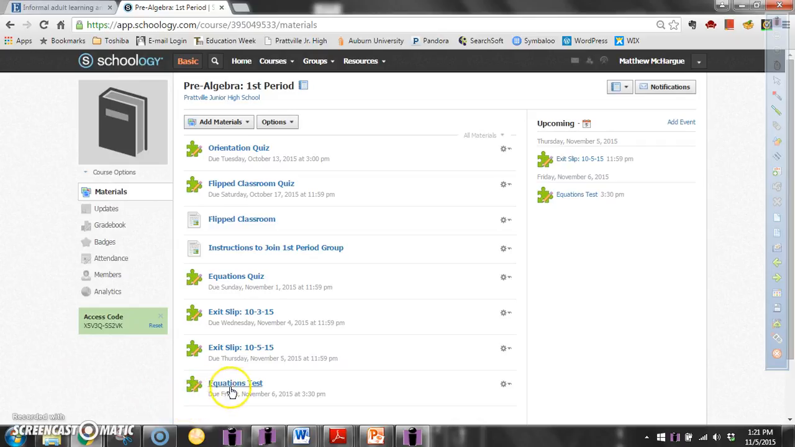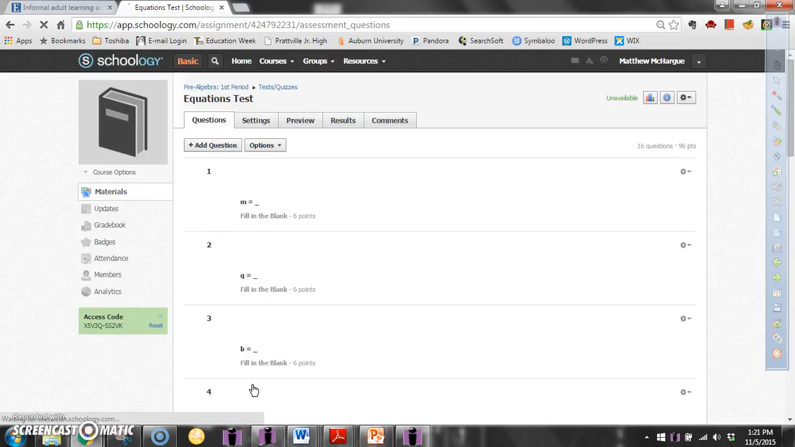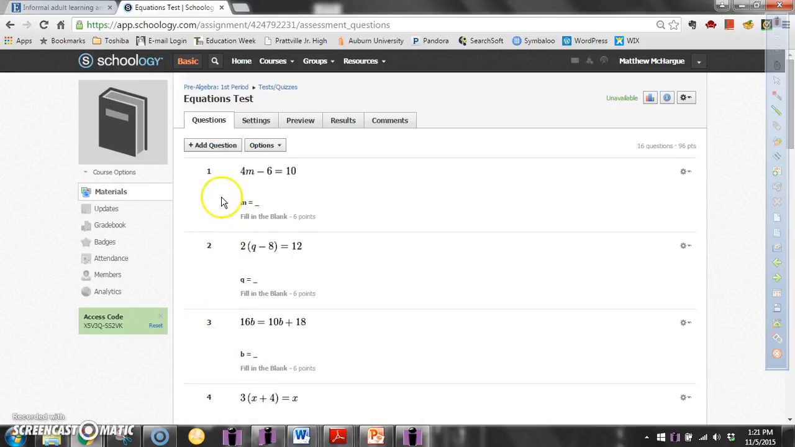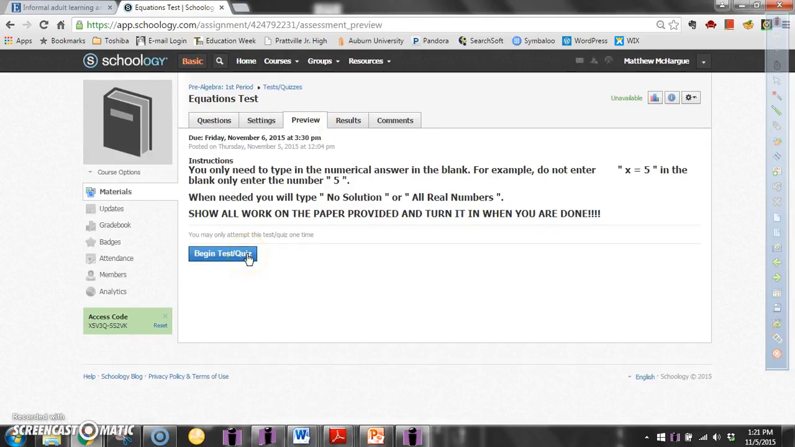Okay, once you get logged into the Nook, I just wanted to make sure that we're going to the right place here. You've got quite a few assignments listed, so make sure that you click on Equations Test. And when you begin the test, you'll only have one attempt. Okay, so you've got until the end of the period to finish it. Make sure that you're paying attention to the directions. Like I said, don't put x is equal to into the box. Just put the number in the box.